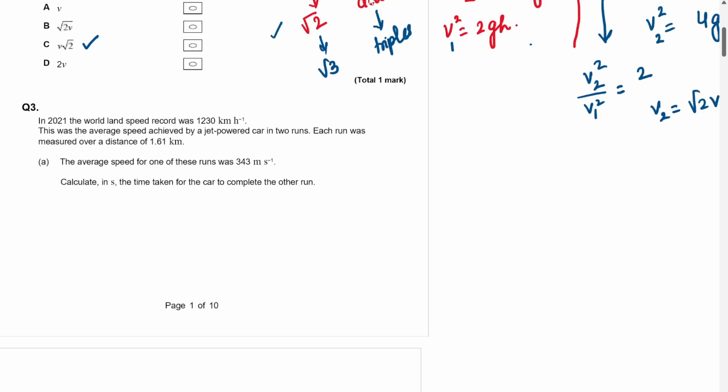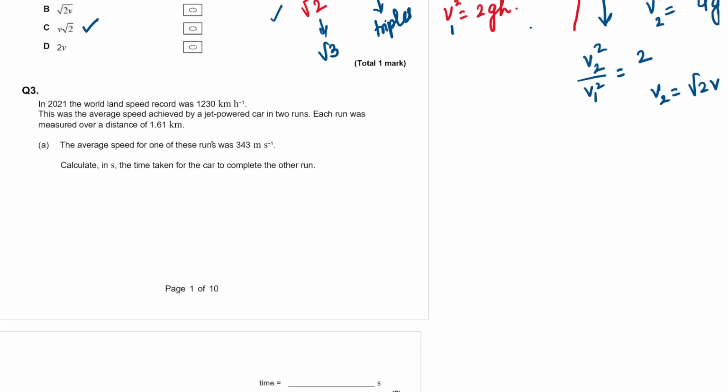In 2021, the world land speed record was this much. This was the average speed achieved by a jet power car in 2 runs. Each run was measured over a distance of 1.61 kilometers. The average speed for one of these runs was 343 meters per second. Calculate in seconds the time taken for the car to complete the other run.